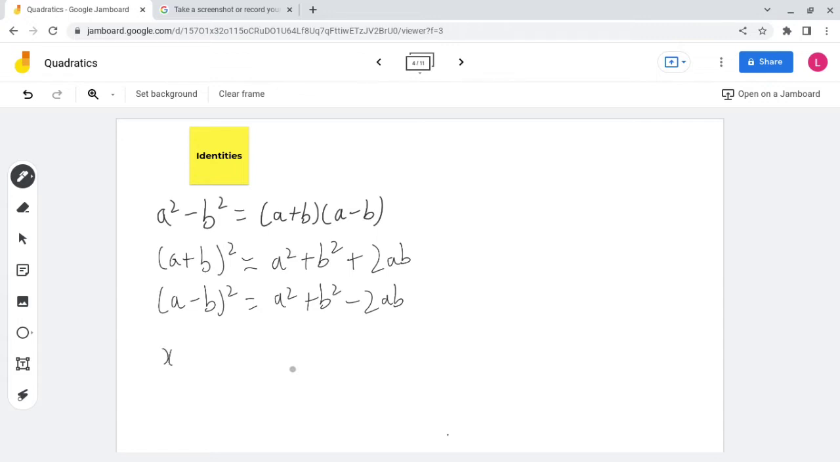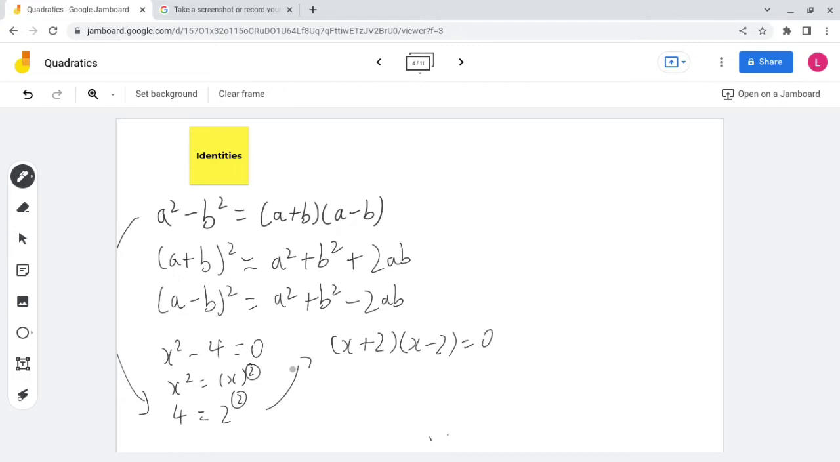Okay, so let's raise an example. x squared minus 4 equals 0. So how are you going to solve that? You see, x squared is x squared. Alright, so there's this square here, and 4 equals 2 squared, right? There's a square there. So if we use this identity, we can get x plus 2 times x minus 2 equals 0, right?